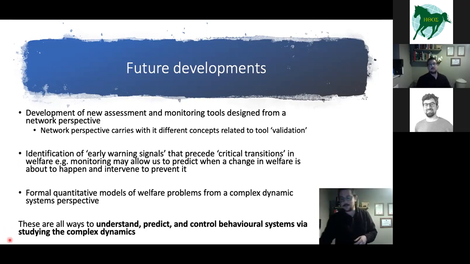And finally, I just mention here briefly, when we start to think about systems and dynamics, it leads us to think about whether we can put some of these ideas into formal quantitative models that might help us study the complex dynamics of our systems of interest. So essentially, everything I mentioned here is ways to help us understand, predict, and or control behavioral systems by studying or viewing welfare as a bit of a complex dynamic system.